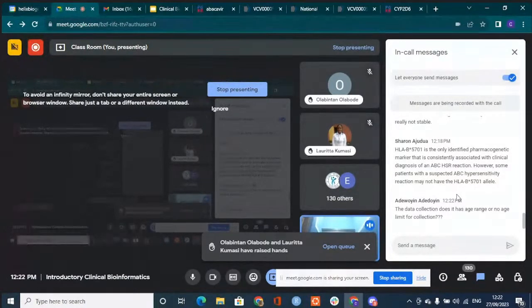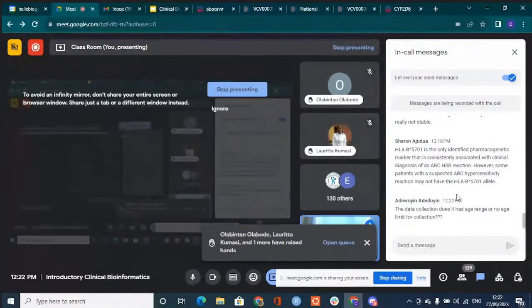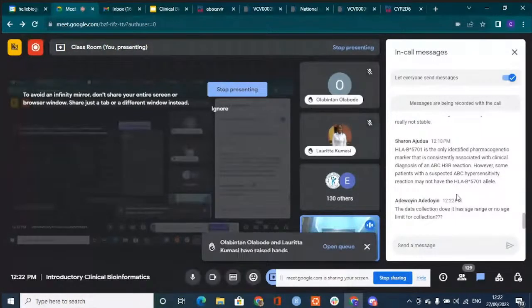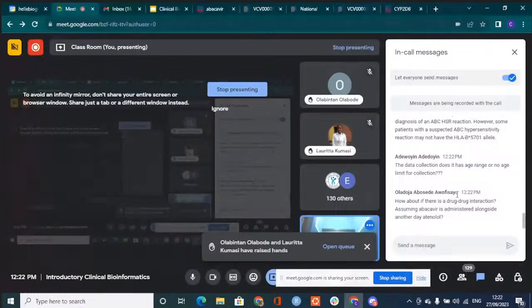Does the data collection have an age range, or no age limits for collection? I'm not getting your question. So this is just general checking. There may be times that you need to look at the age of the patient as well, if it could be a contributing factor. I hope that answers your question a bit.